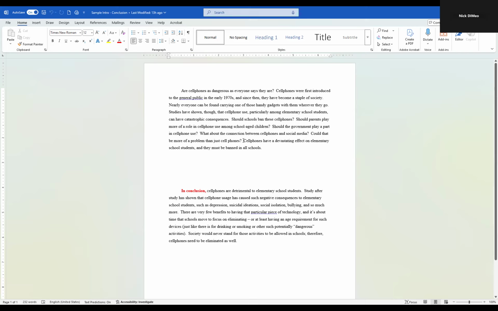By the way, you can see here I've got a nice thesis that's clear and to the point, right? It's not a whole paragraph long. It's not three or four sentences. It's just one clear sentence, straight to the point. Cell phones have a devastating effect on elementary school students. They must be banned in all schools. Of course, not everyone would agree with that, but that's okay, right? This is just my issue that might have an effect on my family, me personally, my kids, whatever. So this is my paper.